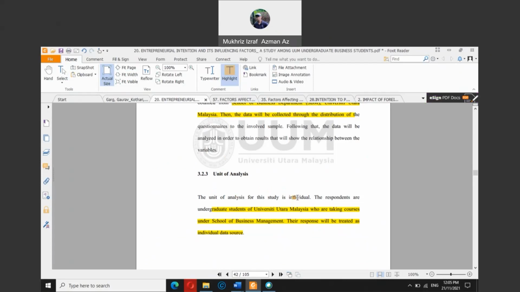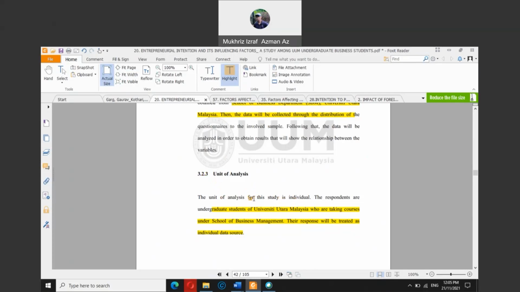Household meaning the father, the mother, the children, that will be the unit of analysis, meaning you are looking at one family at a time. One family becomes one sample, or one respondent. Okay, but because you are getting data from each individual student, the unit of analysis will be at the individual level, meaning you are analyzing information obtained from each student.